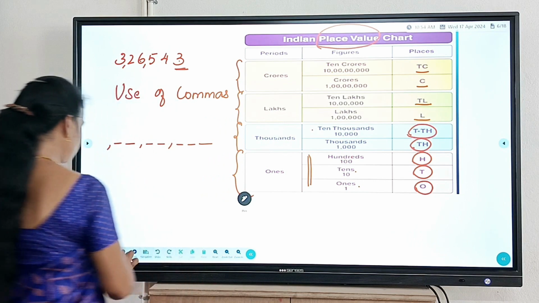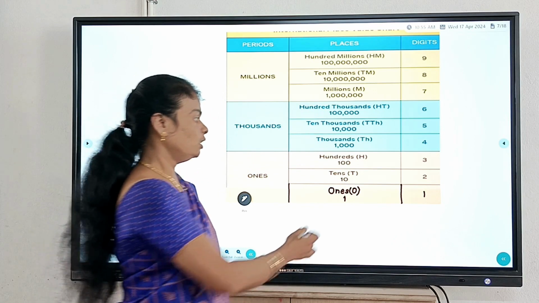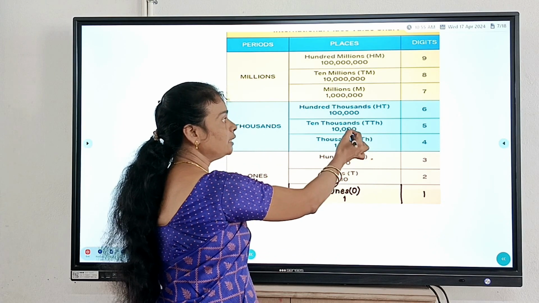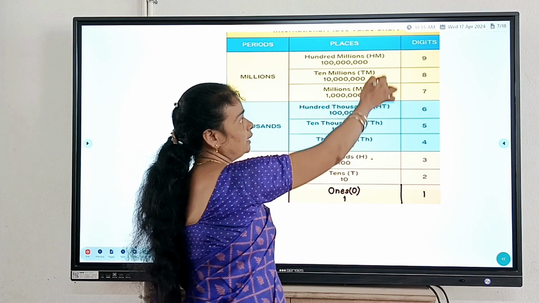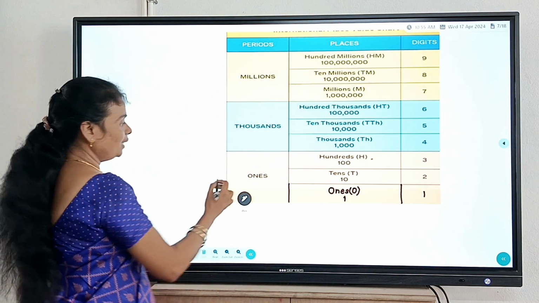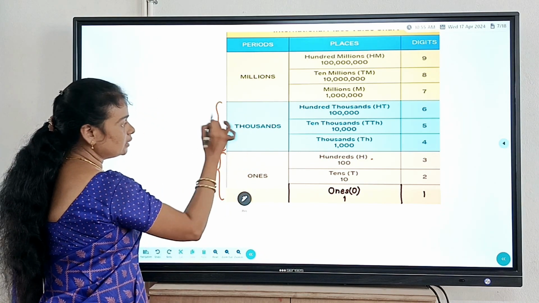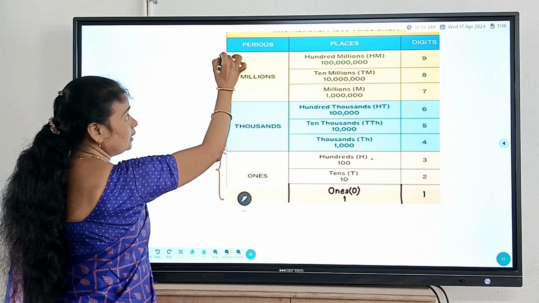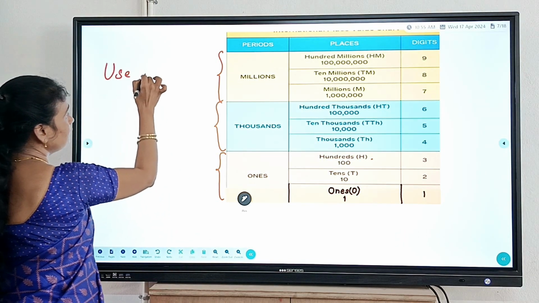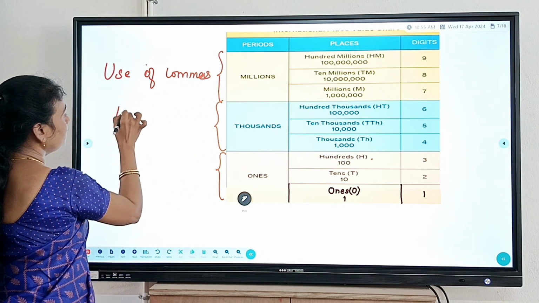The next one, we are going to learn about the international system. In the international system of numeration, the last digit will be ones, tens, hundreds, thousands, 10,000s, 100,000s, millions, 10 millions, 100 millions, billions, and it goes on. So here these three digits will form one group, and again the next three digits will form another group, and again the next three digits will form another group. So while using the commas in the international system, consider any number.